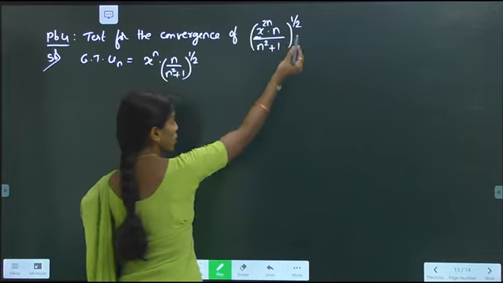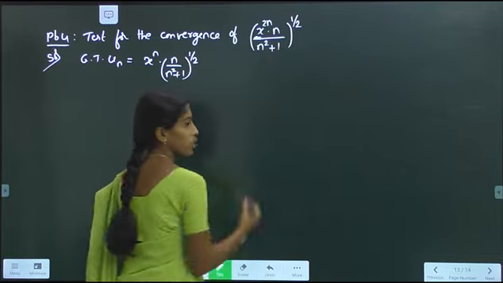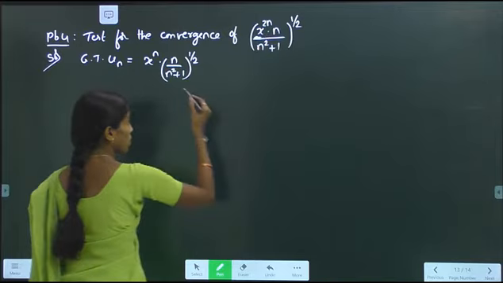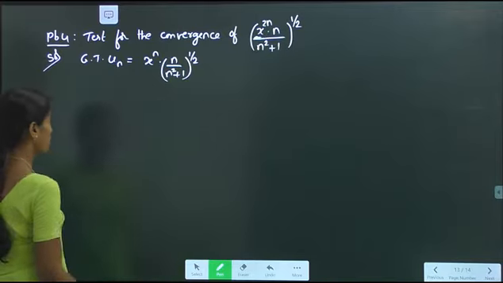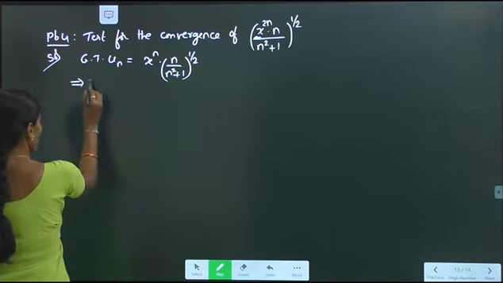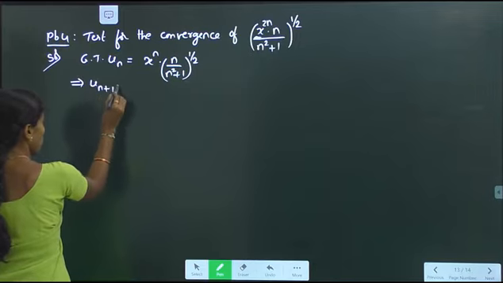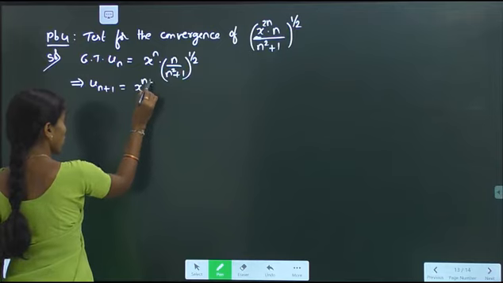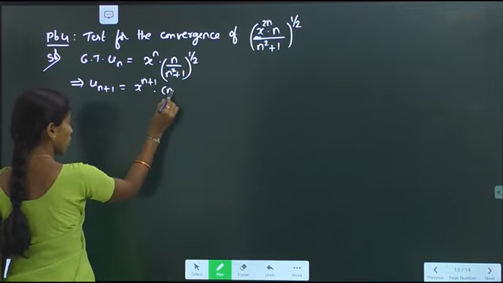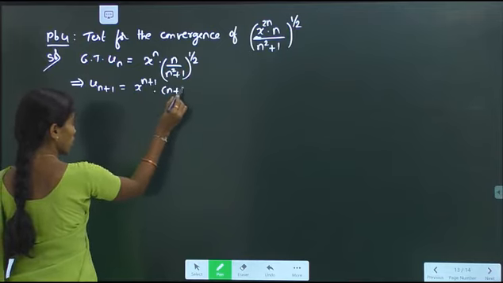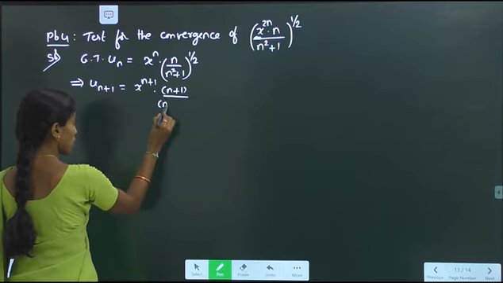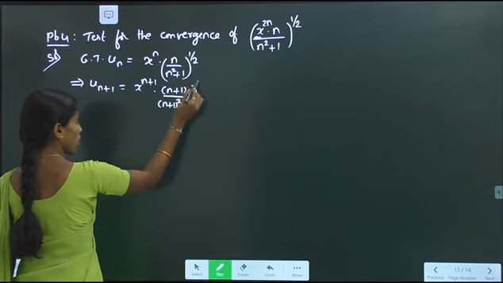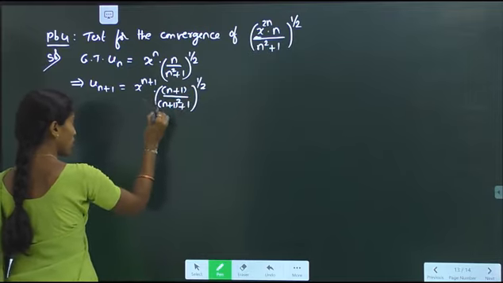Taking this whole power half inside, x power 2n by 2, it becomes x to the power n into n by (n square plus 1) whole to the power half. Now what is un plus 1? Un plus 1 is x to the power n plus 1 into n plus 1 by ((n plus 1) whole square plus 1) whole to the power 1 by 2.